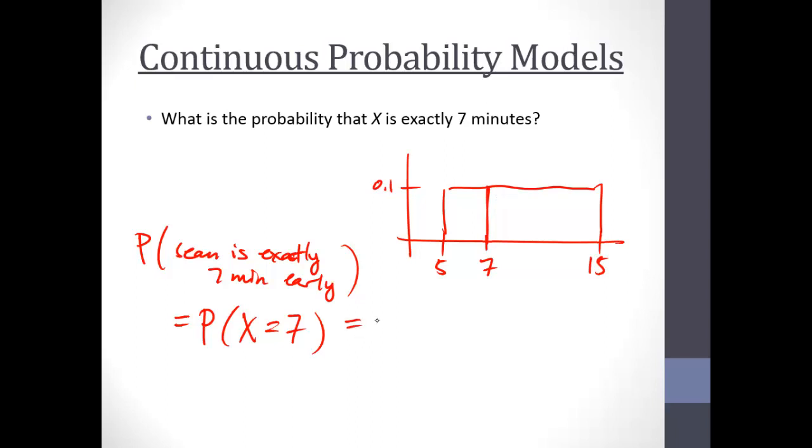Well, again, we want to find the area under the curve at exactly 7. I can take my height, which is 0.1, and the width of that space goes from 7 to 7. This is actually 0.1 times 0, which equals 0. That's a strange result, I think. The probability that he's exactly 7 minutes early is equal to 0. And that would be the same for any other number that I picked between 5 and 15.